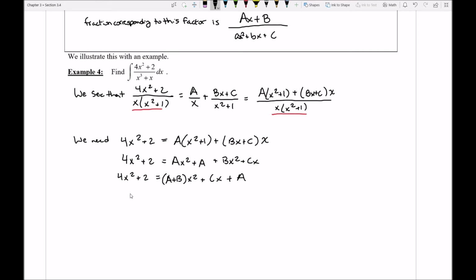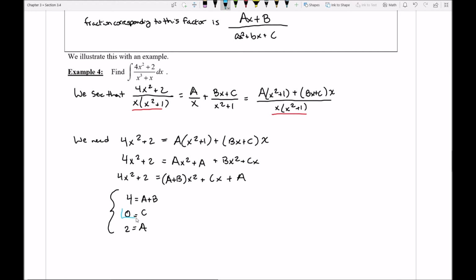Well, if that's the case, then what I can see is that 4 is definitely going to have to be equal to a plus b, right? I need 4x squareds. That's got to be 4x squareds. I can see that I have 0 x's on the left side. That's got to match up with c. And if 2 is sitting over there on the other side as a constant, that's got to match up with a. And what I generate here is actually a system of equations.